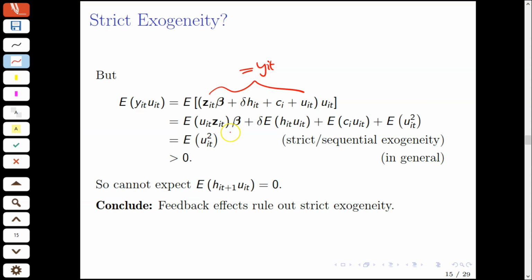Now we see here again that we can shut down several of these terms using a combination of strict and sequential exogeneity. Hence, we're left with the latter term, which is the variance of the idiosyncratic error and is therefore positive in general. Hence, in this type of model with feedback, one cannot expect next period's h_it, the sequentially exogenous regressor, to be uncorrelated with this period's disturbance. So we should conclude from this example that feedback effects in general rule out strict exogeneity.